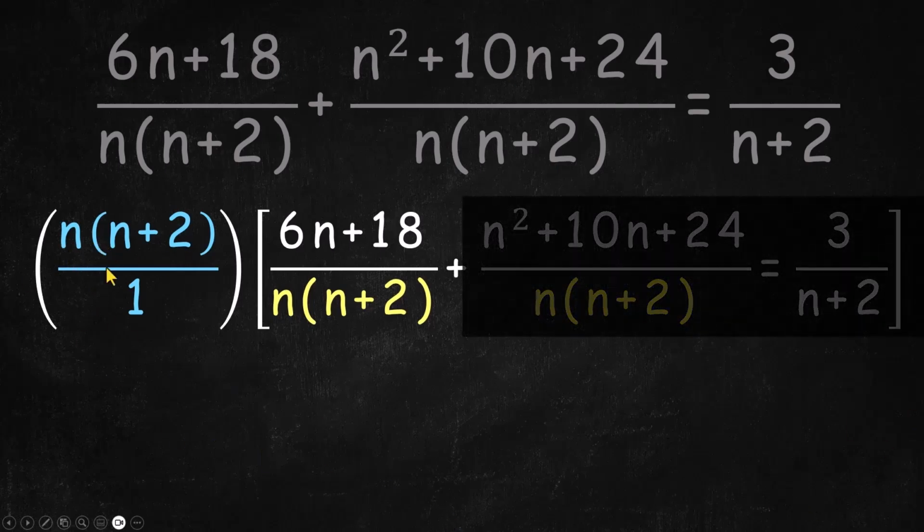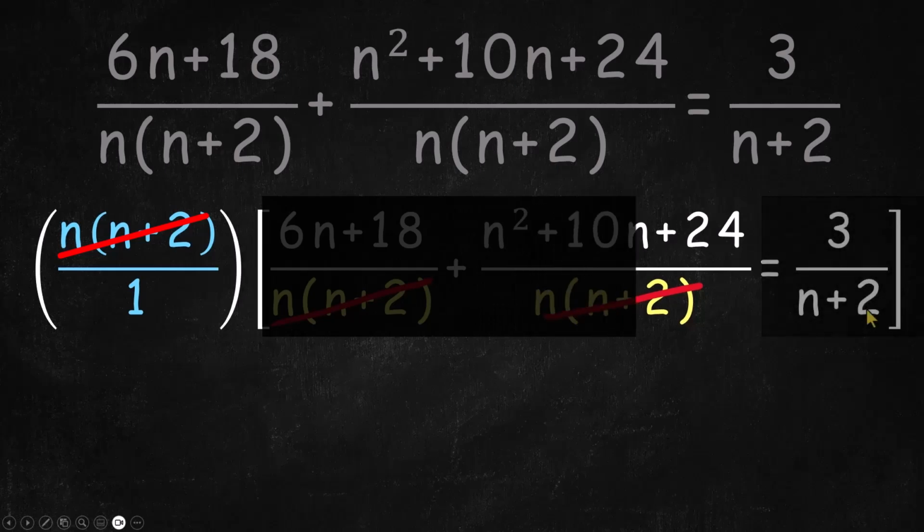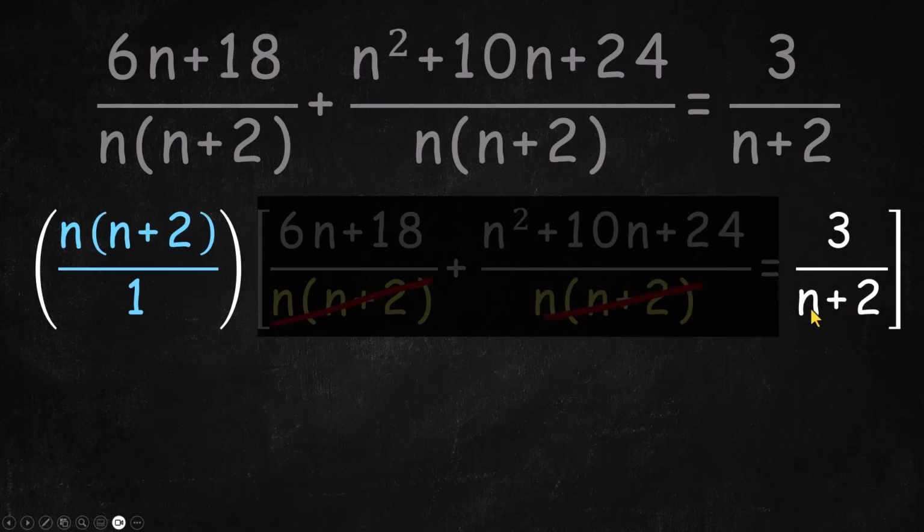If I take this thing times this first term, these would cancel, and you would just end up with that. If I take it times the second term, the same thing would happen. And then back over here on the last term, the n plus 2 would cancel, but there'd be an extra n left over up on the numerator. See how that works? Now we have no more fractions.